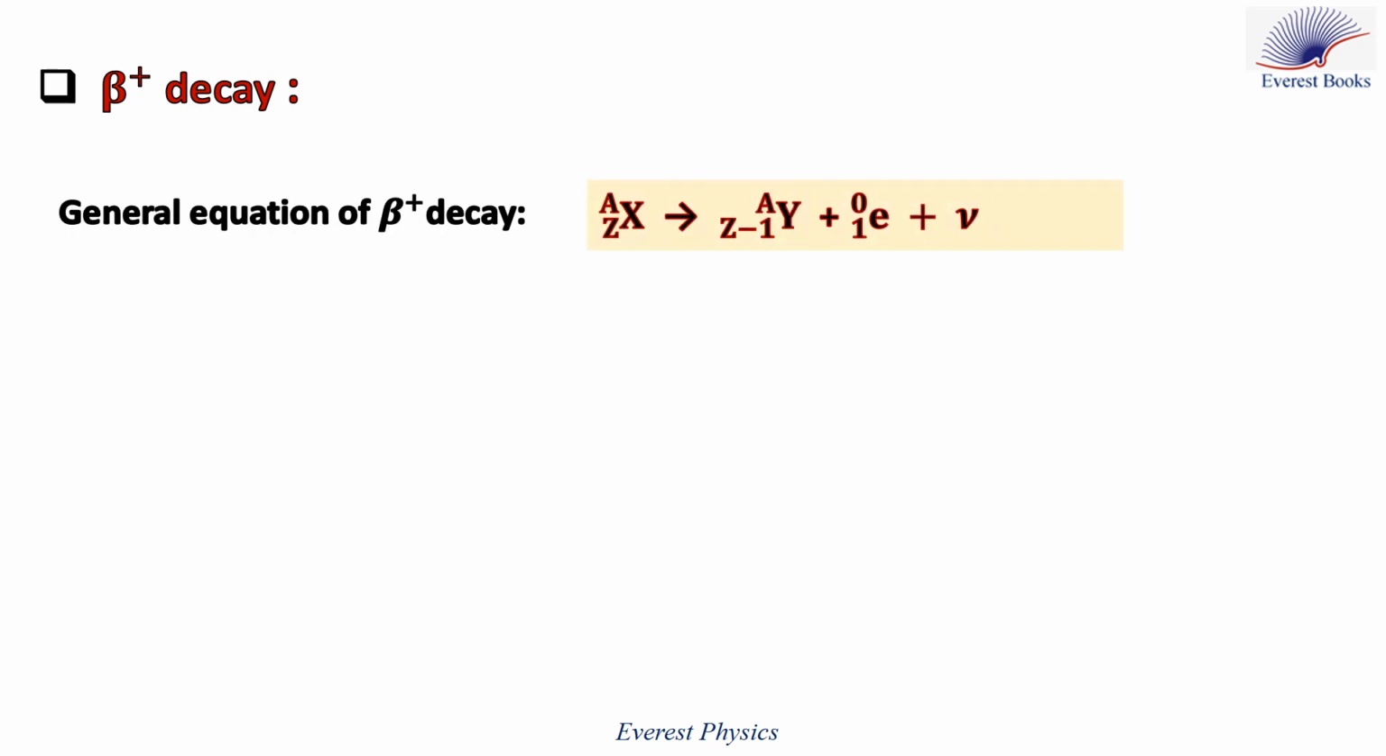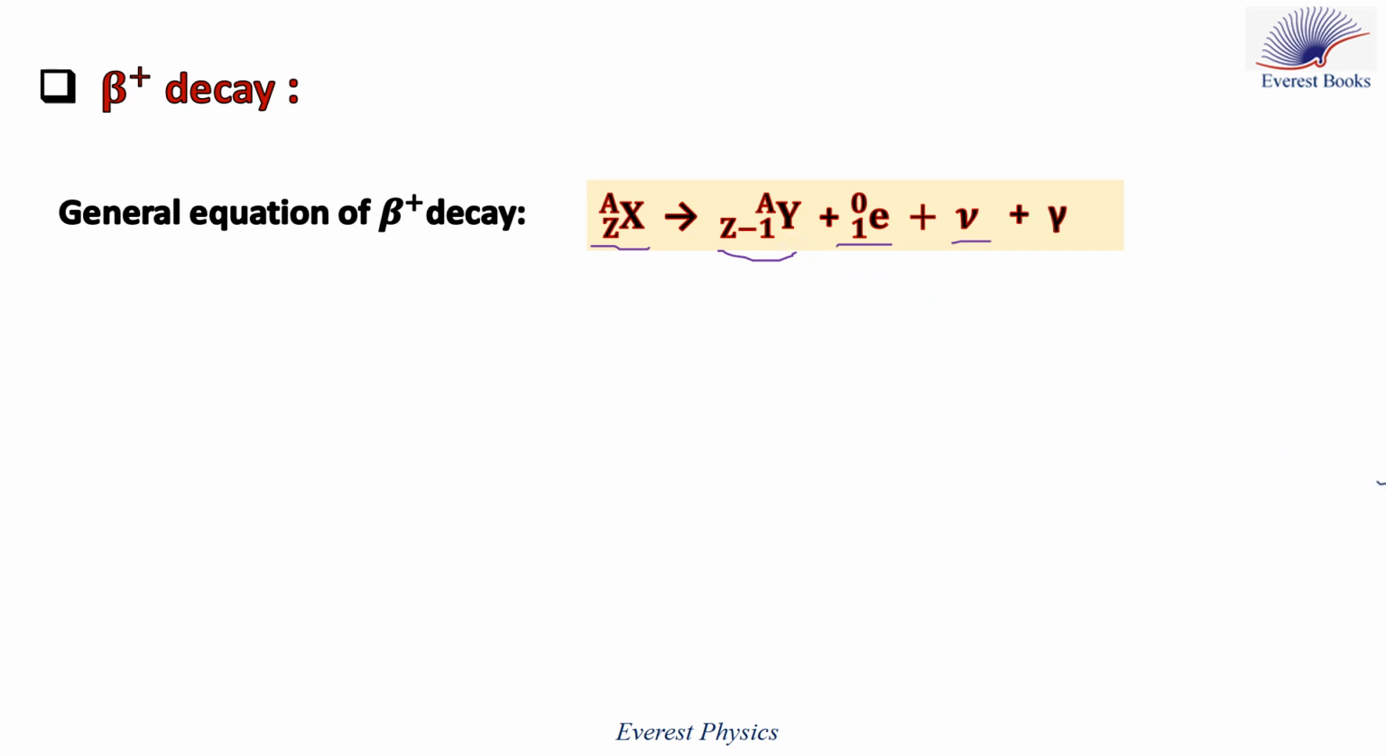Let's move to the beta plus decay. This type of decay usually occurs with artificial parent nuclei which are rich in protons. This is the general equation of the beta plus decay. The parent nucleus decays into the daughter nucleus by emitting a positron and a neutrino. If the daughter nucleus is produced in an excited state, it returns to the ground state directly by emitting one photon, or in several steps by emitting more than one photon.